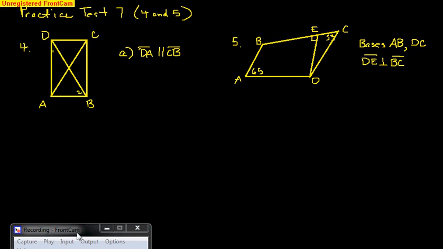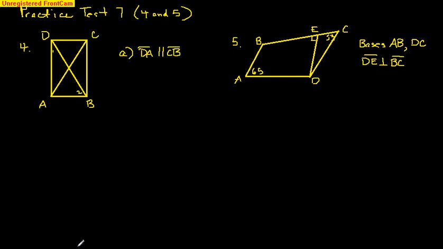Okay, we're going to do practice test, chapter 7, numbers 4 and 5. These are really similar to the ones on the test, so make sure you know how to do these inside and out. The first one is our may be, must be, true, or false, or appears to be false. So the first one is DA.